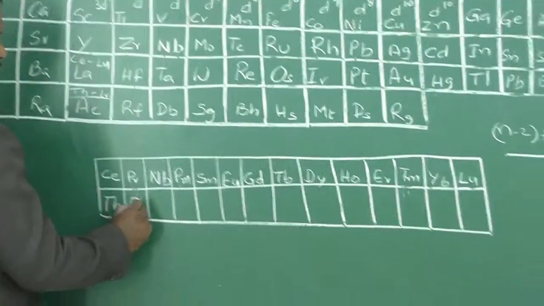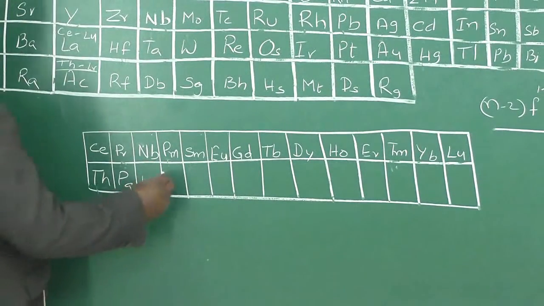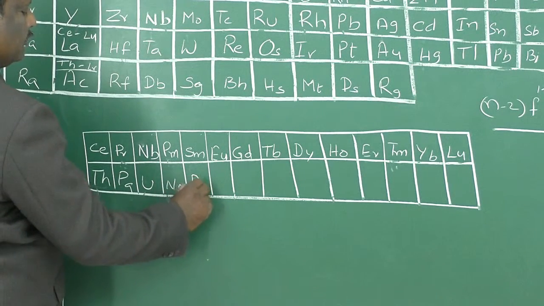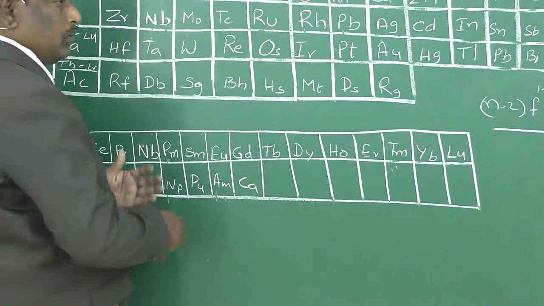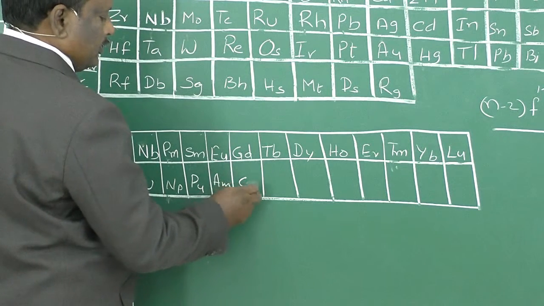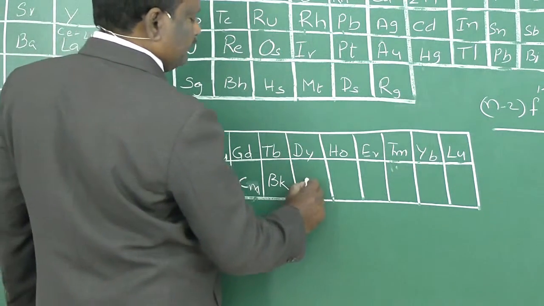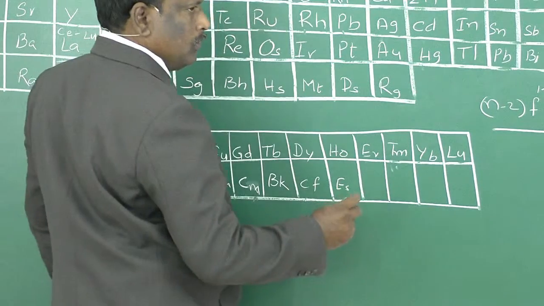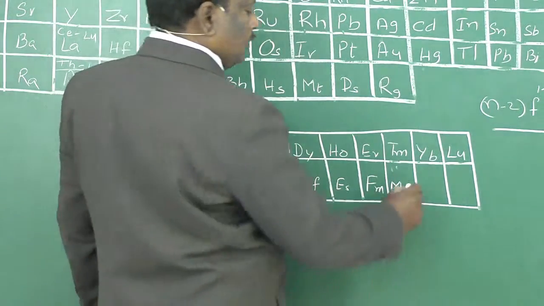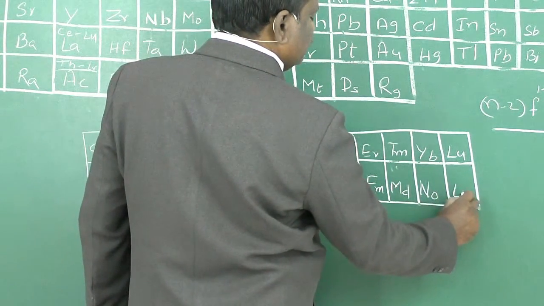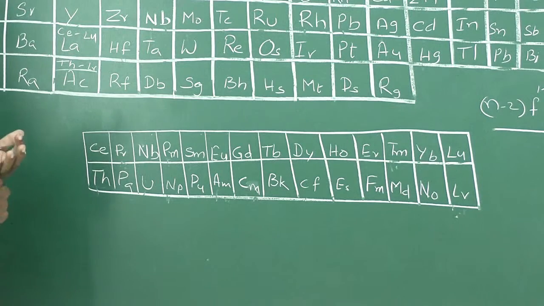Most of these elements in the 5f series are artificial elements. Only up to uranium they are naturally occurring elements. After uranium: neptunium, plutonium, americium, curium, berkelium, californium, einsteinium, fermium, mendelevium, nobelium and lawrencium. Most of them are named after countries, scientists, planets and some universities.